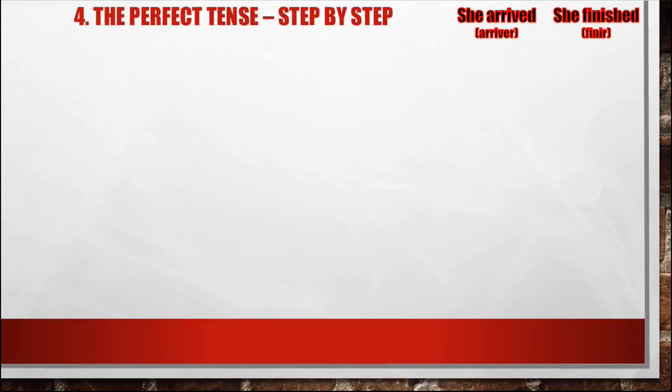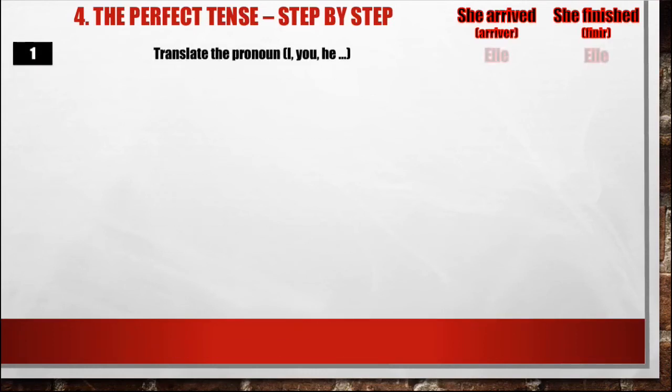And now to finish, we will be looking at a step-by-step example using she arrived, using arriver, and she finished, using finir, on how to really build the perfect tense. So we've got a clear step-by-step approach here to follow. So the first thing is to wonder how to translate the pronoun. So here we've got she, so it's quite simple, we know elle.